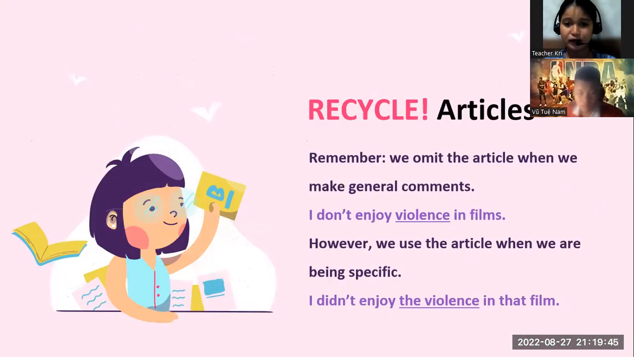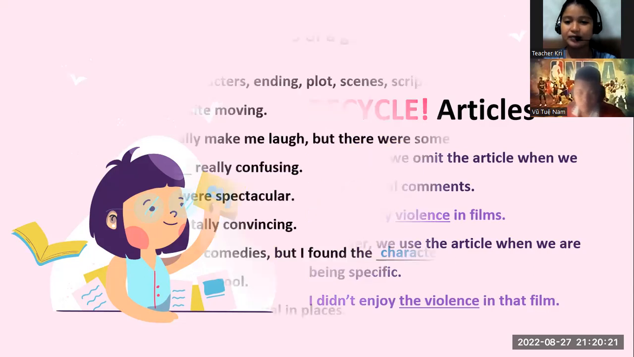So let's have here recycle article. So this time we will be meeting a lot of articles. So remember, we omit the article when we make general comments. So see for example, I don't enjoy violence in films. However, we use the article when we are being specific. So see for example, I didn't enjoy the violence in that film.